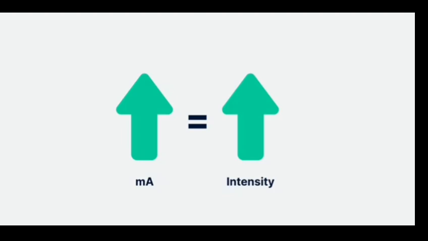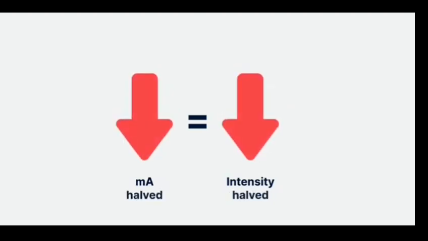Tube current, which is defined in units of milliamperes, or mA, affects several important aspects of the X-ray exposure. If we increase the mA, this increases the X-ray beam intensity as the total number of X-rays in the beam, and the relationship is proportional. For example, if we increase the mA by double, the number of X-ray photons in the beam, that's the intensity, will also double. Obviously, the reverse is also true.